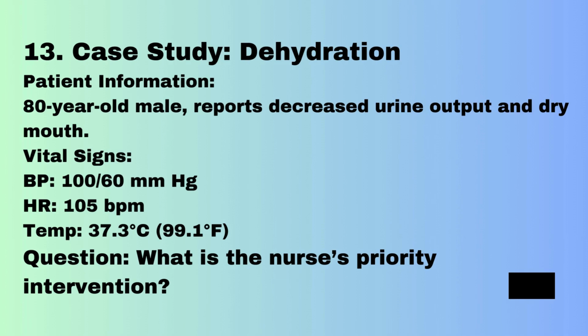Case study: dehydration. Patient information. 80-year-old male, reports decreased urine output and dry mouth. Vital signs: BP 100/60 mmHg, HR 105 BPM. Temp 37.3 degrees Celsius, 99.1 degrees Fahrenheit. Question: what is the nurse's priority intervention?